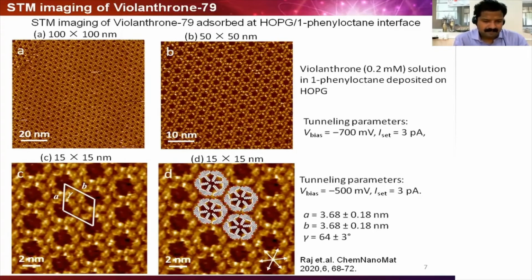So when violanthrone, this polycyclic model compound, is adsorbed onto the HOPG 1-phenyl octane interface, it forms this nice 2D arrangement of nano rings.